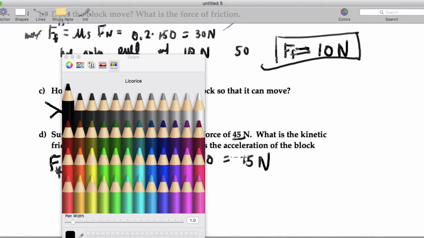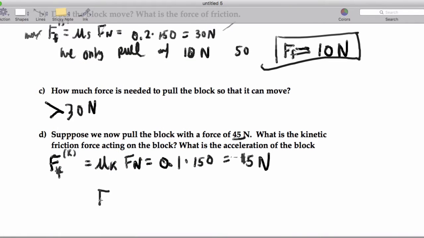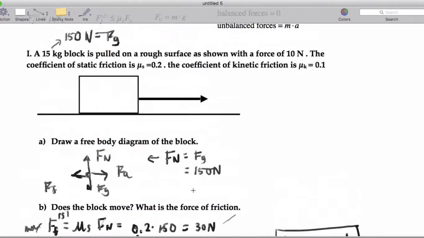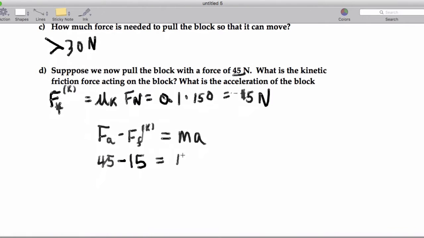So just continuing this problem, we're going to set up the F equals ma equation in the horizontal direction, so the applied force fighting the kinetic friction, and the effect is that the block accelerates. So that's going to be a 45 newton force fighting 15 newtons of friction, and the effect is that the 15 kilogram block will accelerate. 30 equals 15 times a. So a is going to end up being 2 meters per second squared.